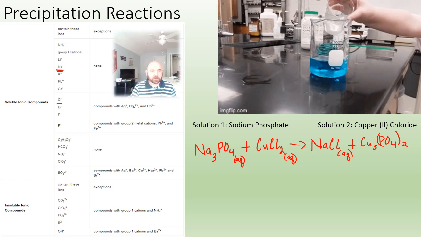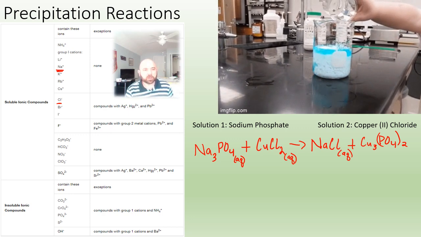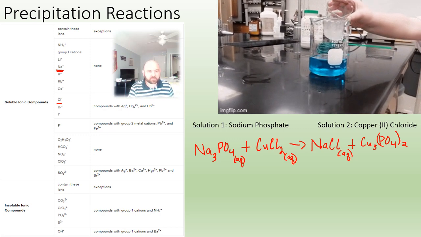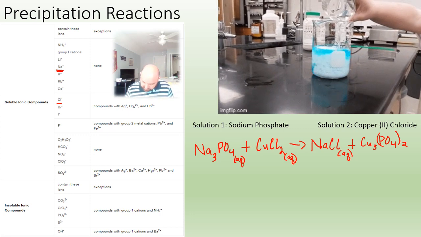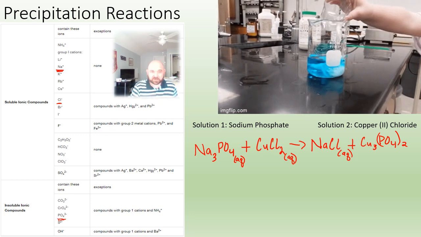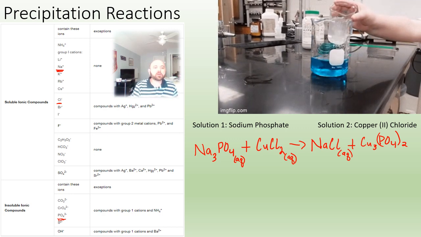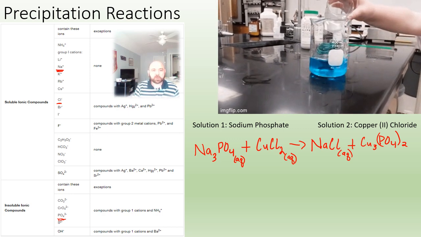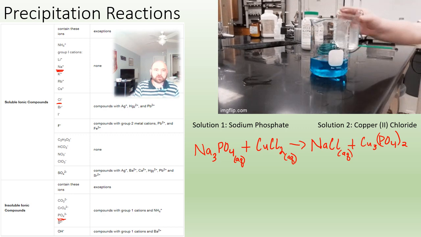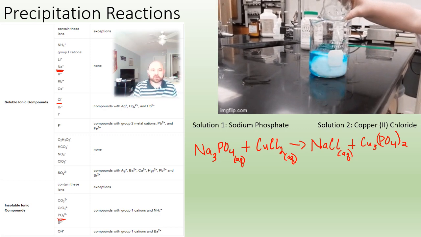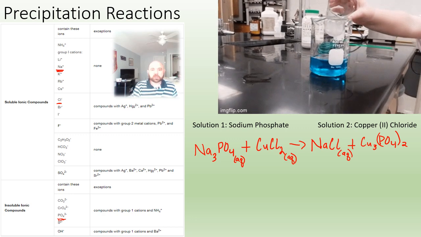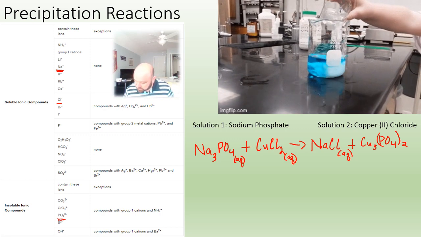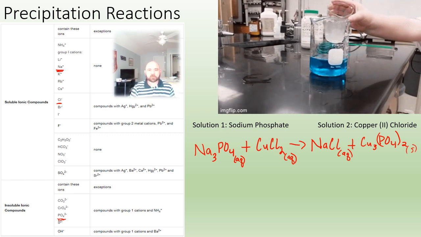If I look down my solubility table here, the first one that I run into is phosphates. I don't see copper on there anywhere, but I do see phosphates. And it says phosphates are actually insoluble unless they are bonded with group 1 cations, so sodium, potassium, lithium, etc., or ammonium. That is not the case here. Copper is neither a group 1 cation nor is it ammonium, NH4. So that means that is an insoluble product, and therefore that is the solid that we see forming there in the beaker.